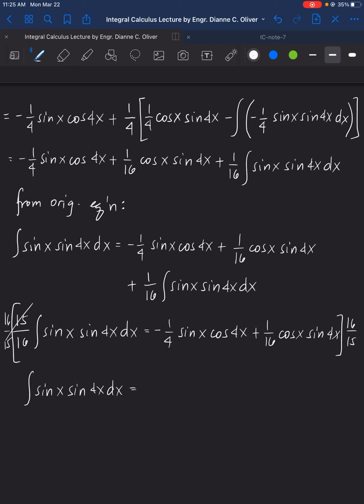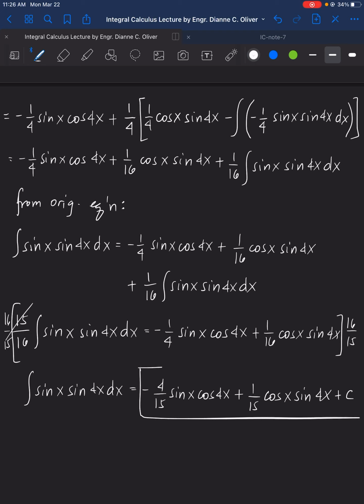That is equal to 16/15 multiplied with negative 1/4. That is equal to negative 4/15 sine x cosine 4x plus, what is 1/16 multiplied with 16/15? Cancel 1. I cancel 16. We have 1/15 cosine x sine 4x. Since there's no longer an integral sign, this is plus c. Meaning, this is the answer for the integral of sine x sine 4x dx.